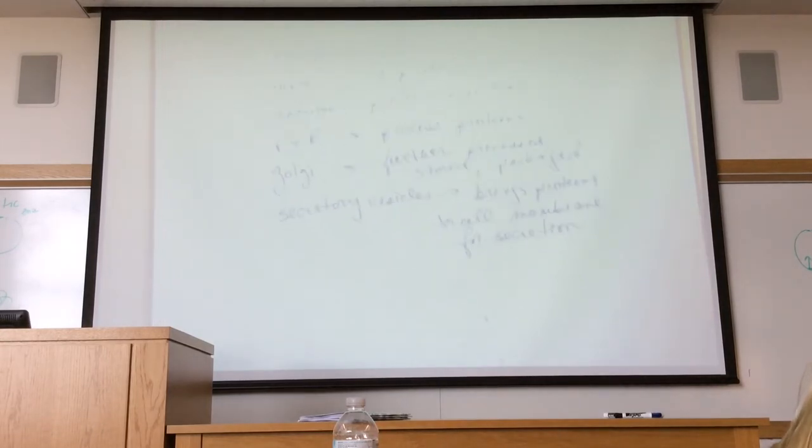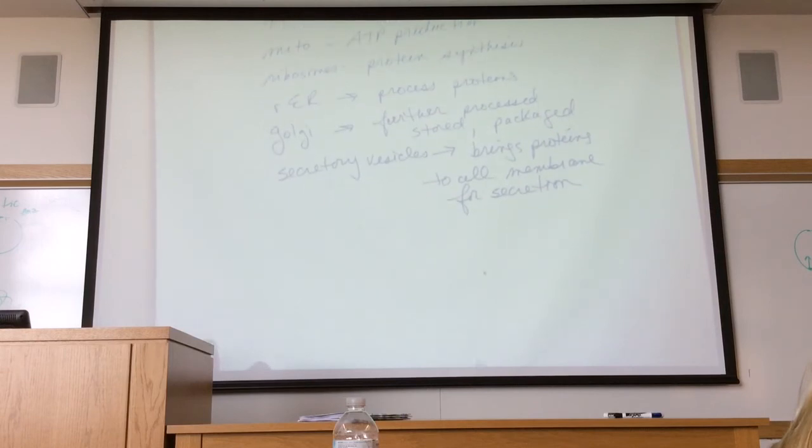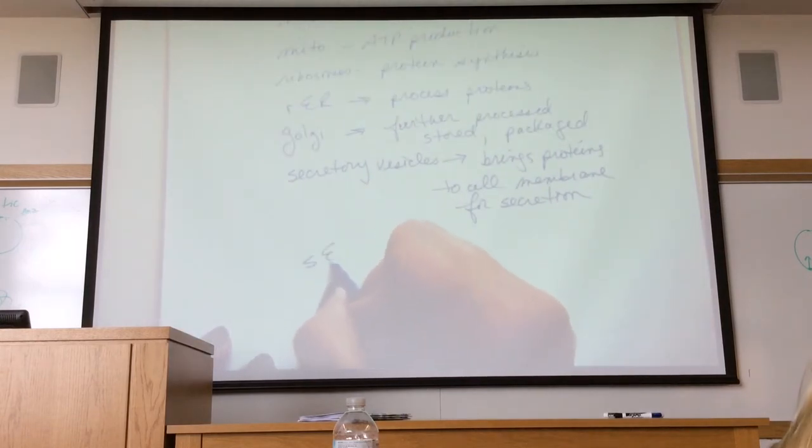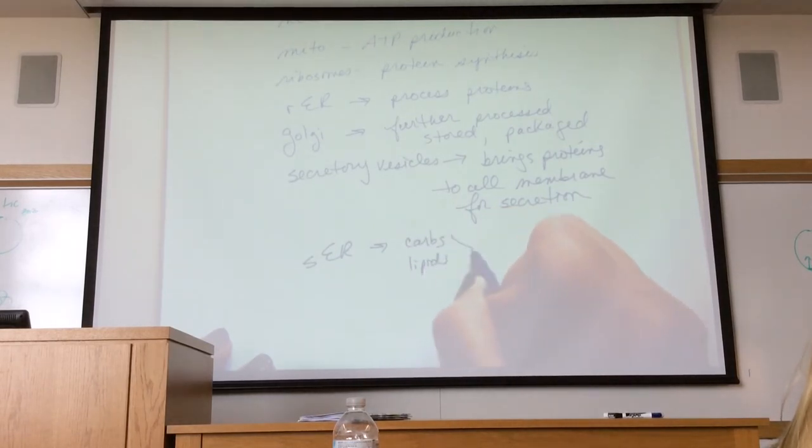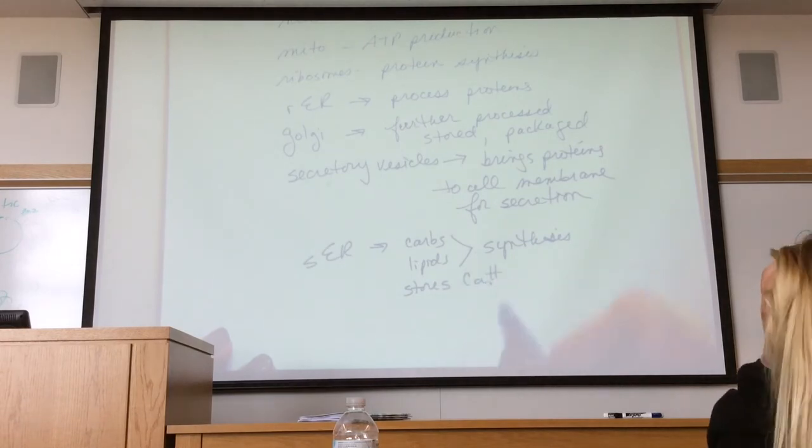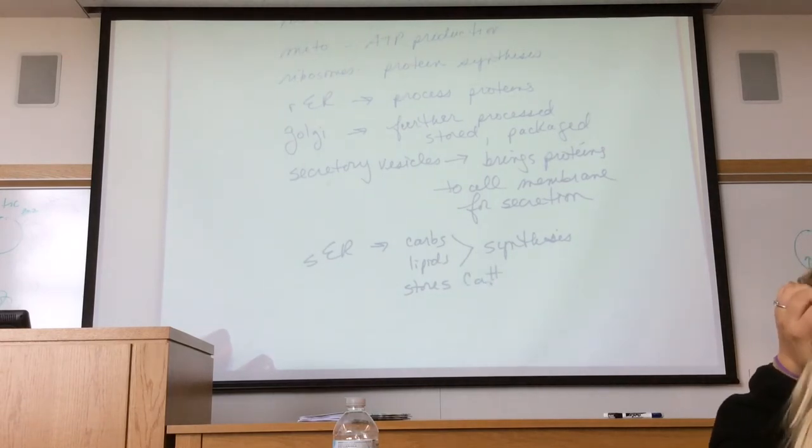A lot that I just wrote there. You have the smooth endoplasmic reticulum that makes carbohydrates, lipids, and can store calcium. Ca+2 is calcium.